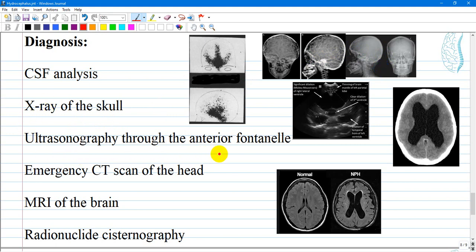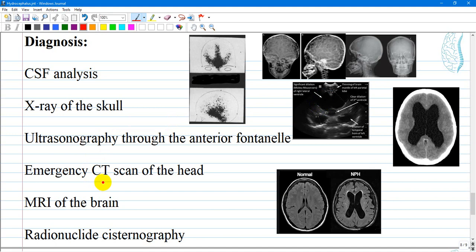Ultrasonography through the anterior fontanelle may be used in infants for evaluating the ventricular system and progression of hydrocephalus. As you see here, a significant dilation, or Mickey Mouse sign, of the right lateral ventricle. So they are a little bit increased in size.